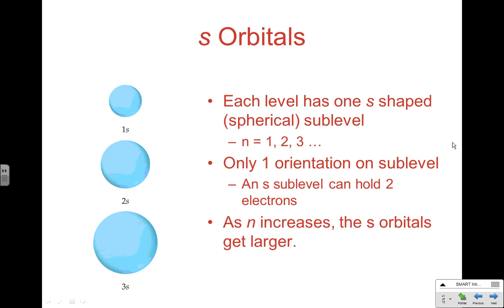And fundamentally, and this is the pictures you see on the left here, as n is increasing, our orbital is getting larger. So the 1s region of space is smaller than the 2s region of space. So the electrons that live in the 2s orbital are on average farther away from the nucleus than the 1s orbitals are. Once again, that means the nucleus has a weaker hold on them because they're farther away, and Coulomb's law says distance kills attractive forces.